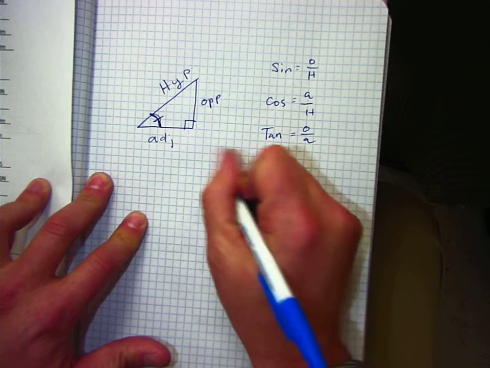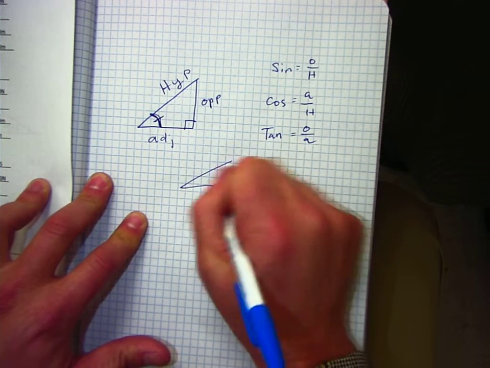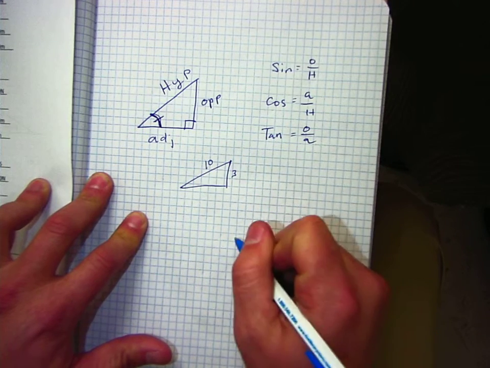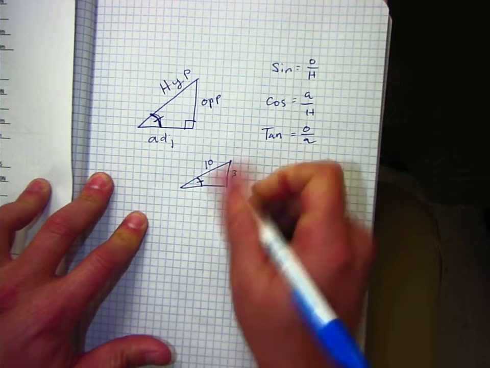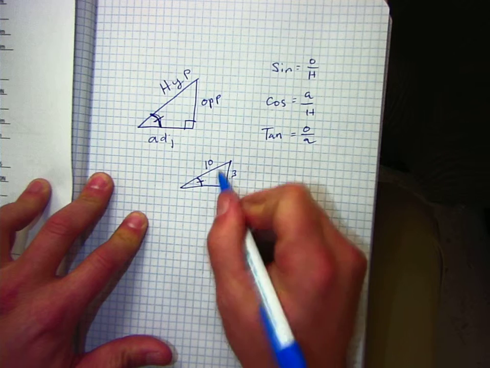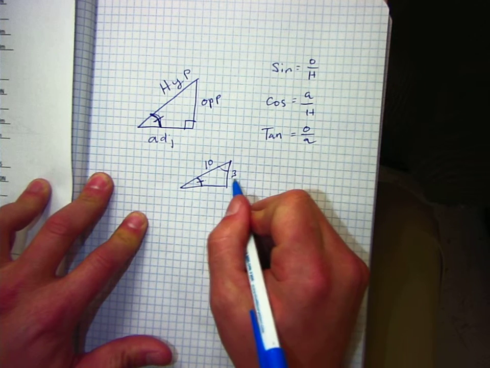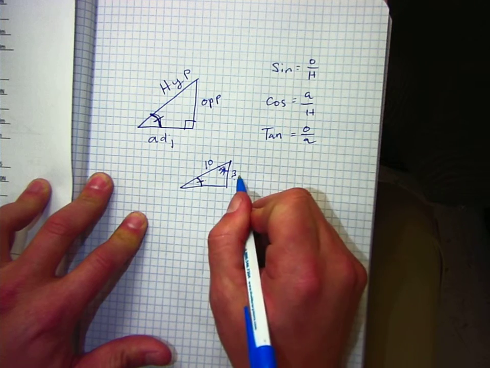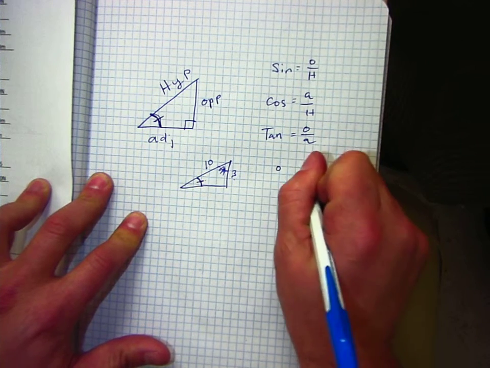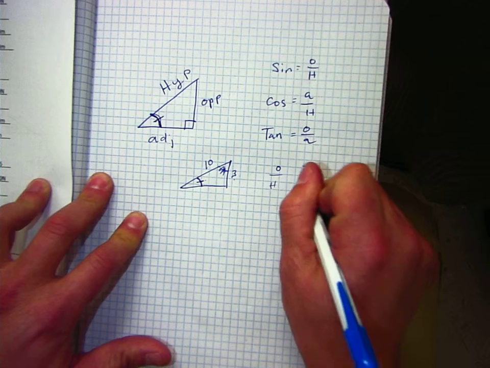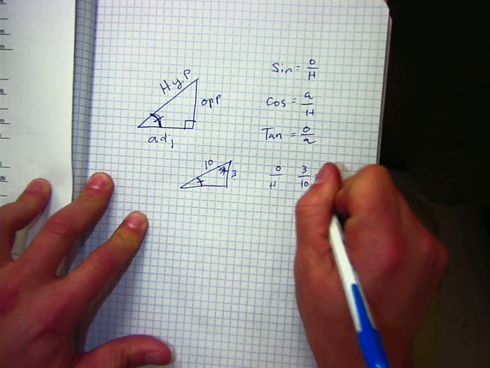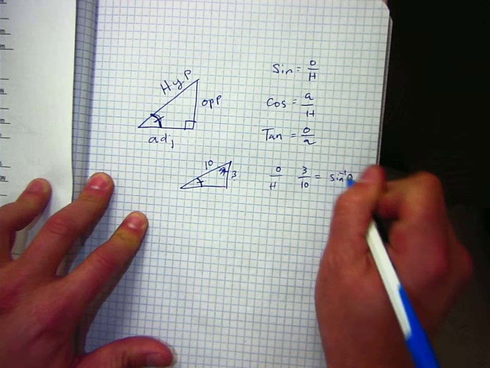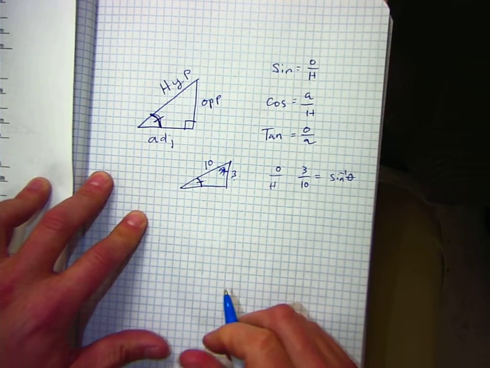So sine, if you were given a triangle that looked like this, and you had 10 over 3, and this is the angle we're talking about, that makes this one the opposite. If we were using this, it'd be the adjacent. We're not using that, so it's the opposite. So I have the opposite 3 over the hypotenuse 10, and I go sine inverse, because I don't have the angle, theta.